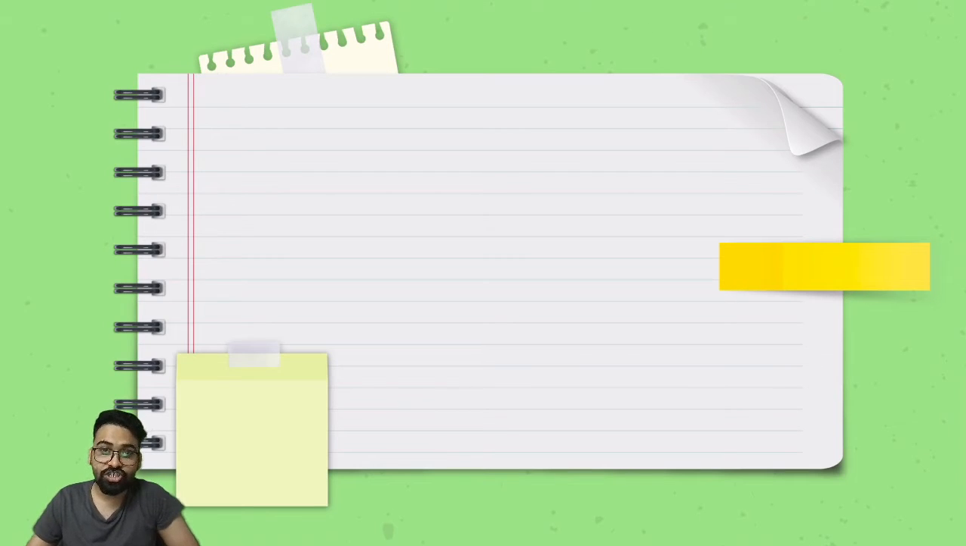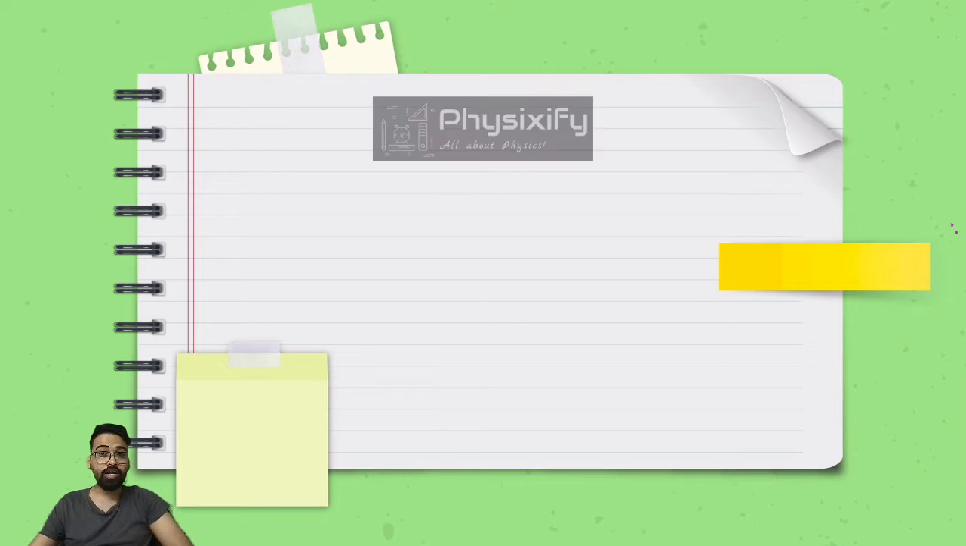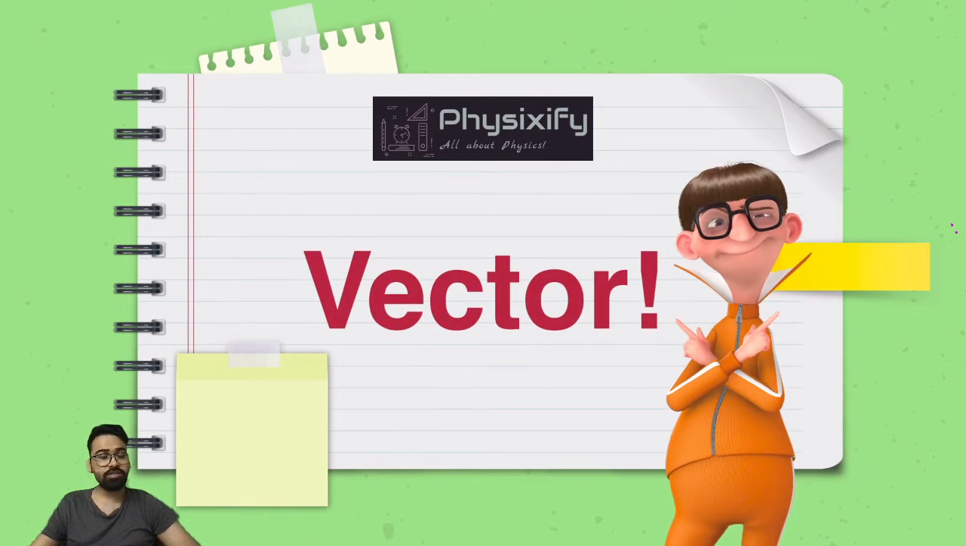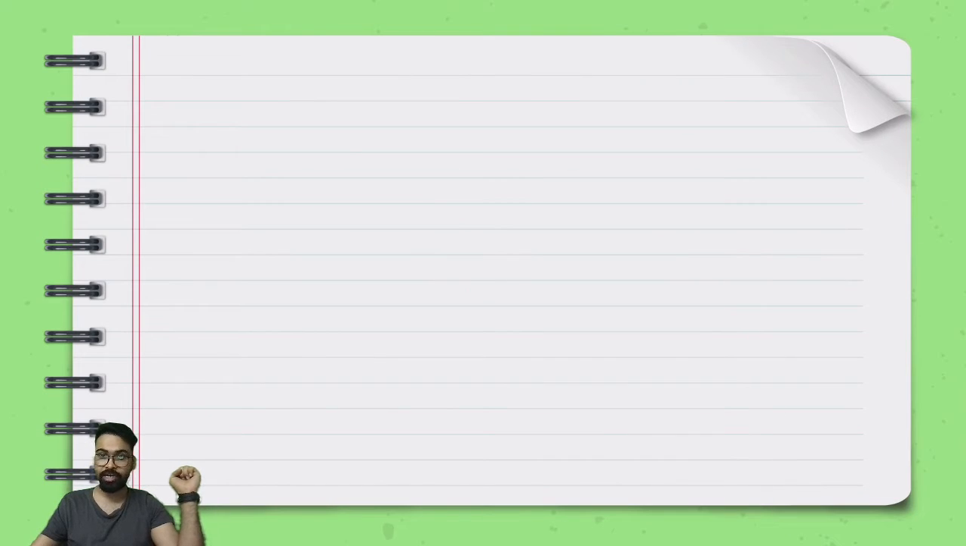Let's start the next session in Physicsify, and in this session we are going to again take up vectors. This is part number 4 and we are talking about the different types of vectors. There are a lot of different types of vectors. We are going to put this as classification number 1 and let's see what these different types are.